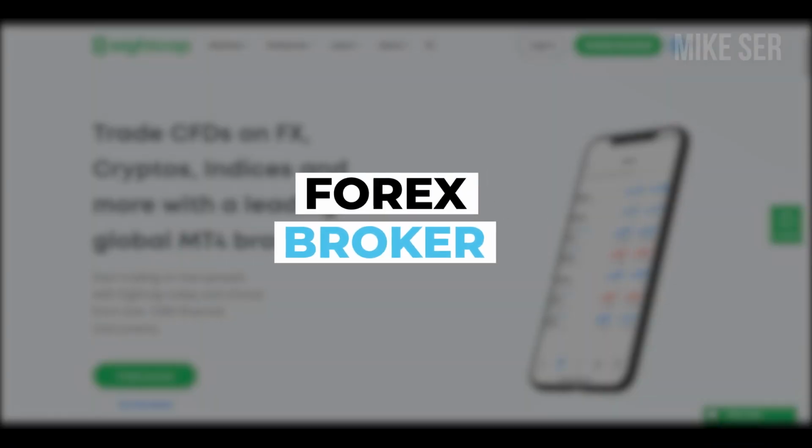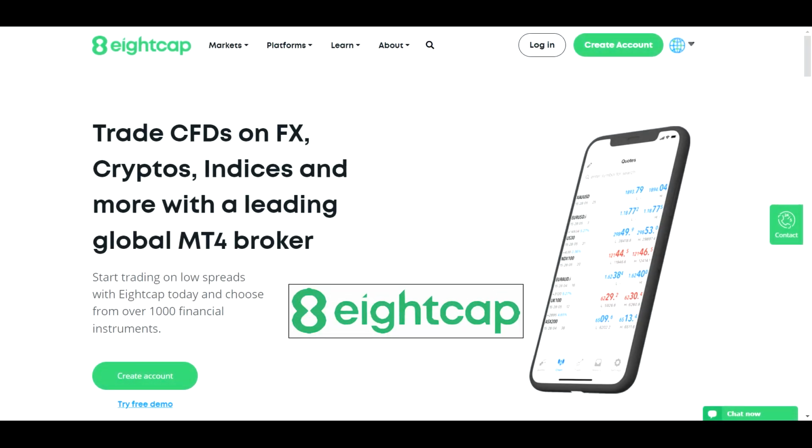If you want to trade currencies, all you need to do is open an account with a regulated forex broker such as 8cap. Now the forex market is not like the stock market, as there is no centralized exchange, and this is why it's important to have a broker who deals with multiple liquidity providers to get you the best price.